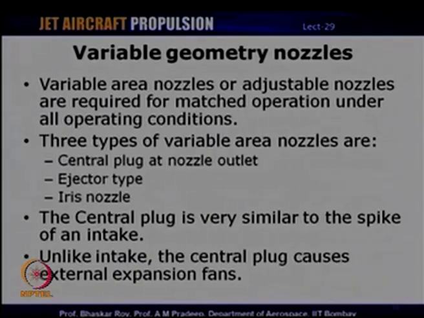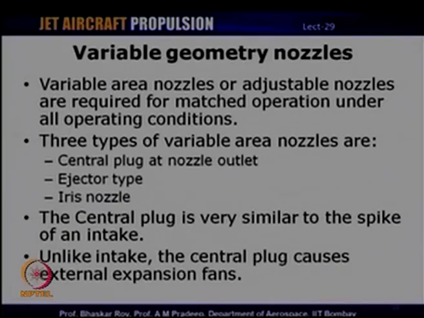One of the forms of variable area nozzle is known as the central plug nozzle. The other type is the ejector type, and the third type is the iris type. So, these are three different types of nozzle geometries which are possible and which have been used in various aircraft over the years. Now, the central plug nozzle is very similar to the spike of an aircraft intake. We have just discussed the different types of intakes in the last few lectures. Now, one of the types of supersonic intake was an intake with a spike. So, a central plug type of nozzle is very similar to the spike of an intake.